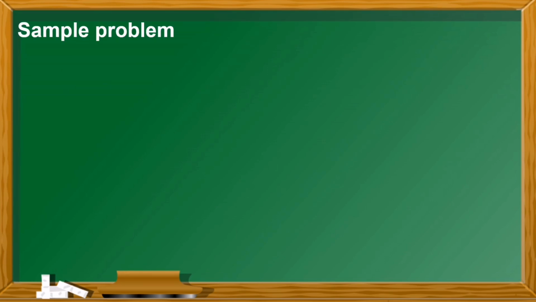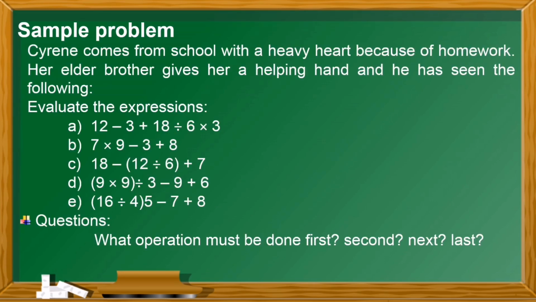Sample problem. Cyrene comes from the school with a heavy heart because of homework. Her elder brother gives her a helping hand and he has seen the following. Evaluate the expressions. Letter A, 12 minus 3 plus 18 divided by 6 times 3. Letter B, 7 times 9 minus 3 plus 8. Letter C, 18 minus parenthesis 12 divided by 6 parenthesis plus 7.